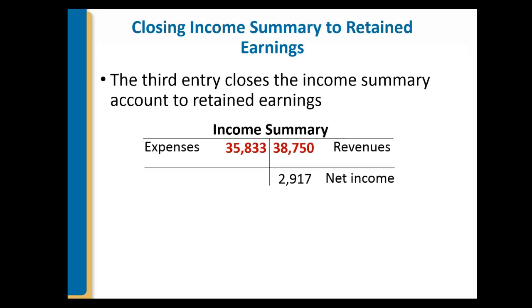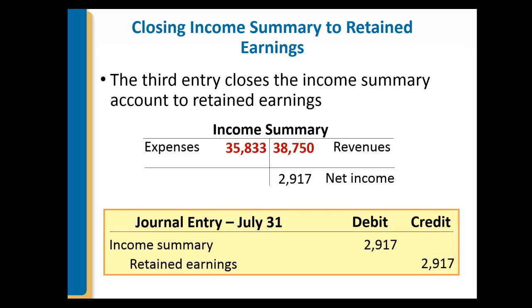The third entry closes the income summary account out to retained earnings. After the revenue accounts and the expense accounts are closed to a zero balance, the income summary account has a credit balance equal to the net income for the period, and as you see on this slide, $2,917. So the journal entry shown here closes the income summary account out to retained earnings. After this entry is posted to the accounts, the temporary accounts have zero balances and retained earnings has increased by the amount of net income.